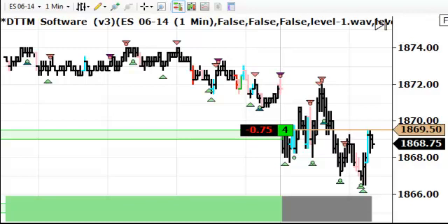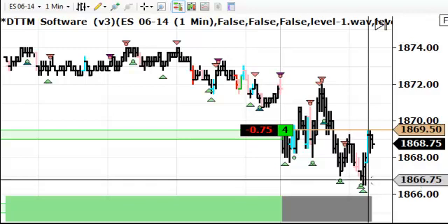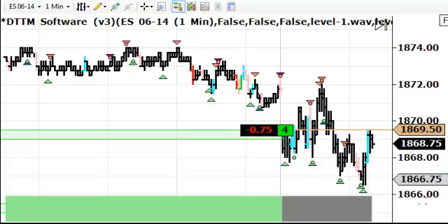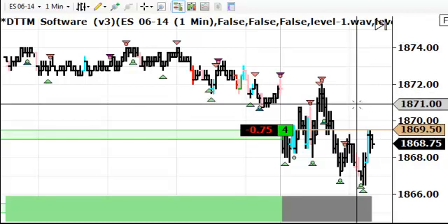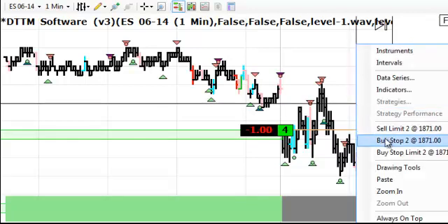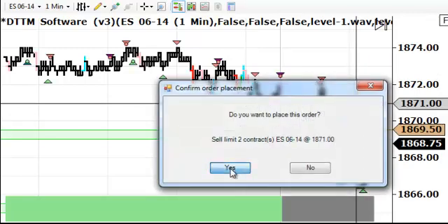As you can see, I've just placed an order here, and I'm currently long 4 contracts from 1869.50. What I will do right now is put an order in to sell half of this position up here at 1871. So I'll put that order in.